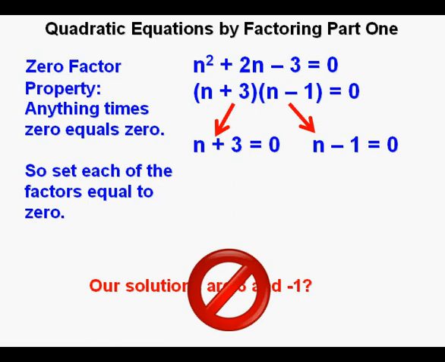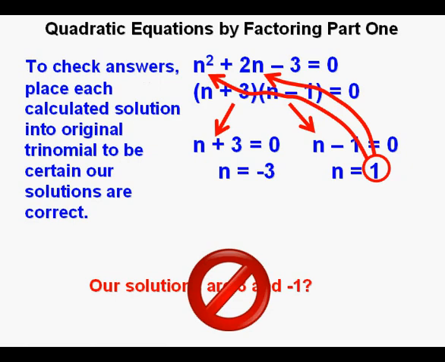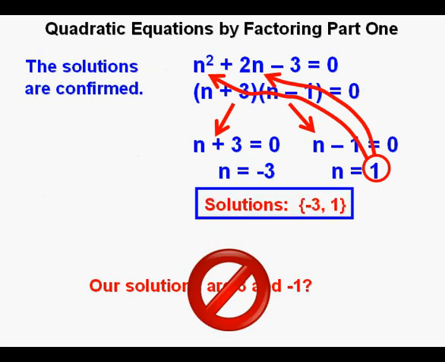The zero factor property is essentially that anything multiplied by 0 equals 0. So we set each of the two factors equal to 0. So we have n plus 3 equals 0 and n minus 1 equals 0. We solve the equations, and n equals negative 3 for the equation on the left, and n equals 1 for the equation on the right. And to check, we can put each calculated solution into the original trinomial to assure that our solutions are correct. The confirmed solutions are n equals negative 3 and n equals 1.